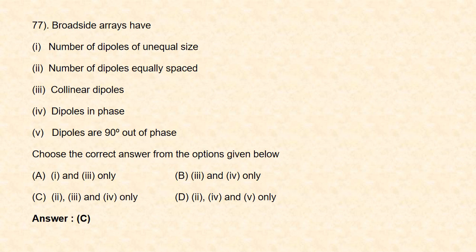Next question. Broadside arrays have a number of dipoles of unequal size. This statement is wrong because in broadside arrays the number of dipoles are equally spaced. So the second statement is correct. And the third one, collinear dipoles. So this statement is also correct. And the fourth statement, dipoles are in phase. So this statement is also correct. And the last statement, dipoles are 90° out of phase. It is wrong. So for broadside arrays, dipoles are equally spaced, they are collinear and they are in phase. So statements 2, 3 and 4 are valid. So option C is the correct answer.